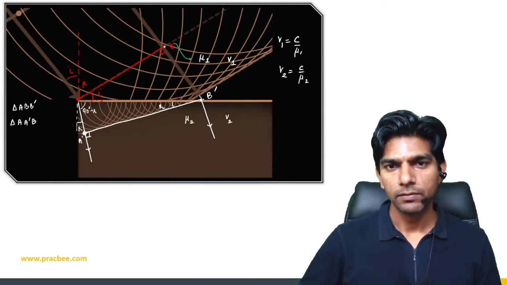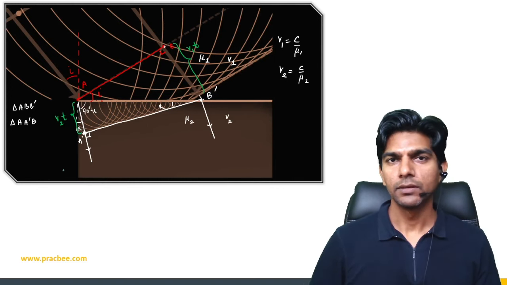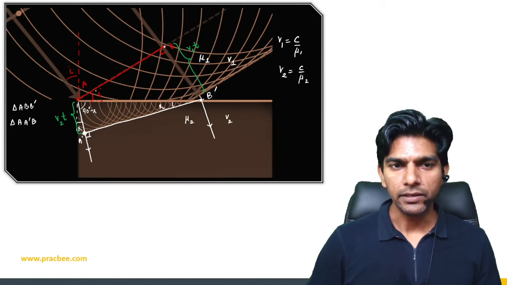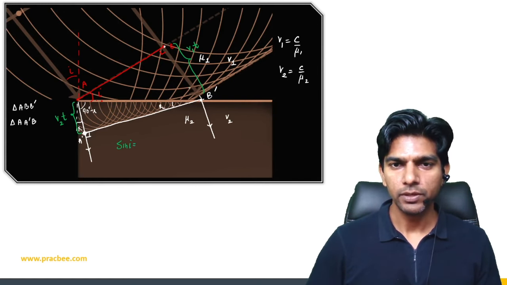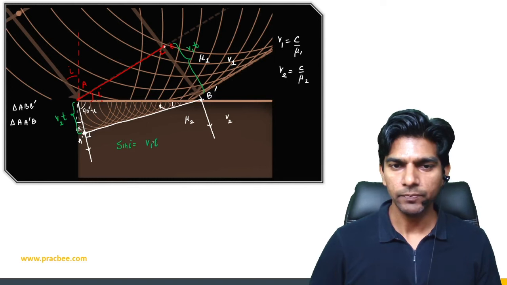Yes. So this distance will be speed in the medium 1 times the time. Similarly, the distance A prime in the same time, this distance will be V2 times t. I hope it is clear. Now, in right angle triangle AB prime, we can say sine I will be equal to perpendicular upon hypotenuse. So perpendicular is BB prime and the hypotenuse is AB prime. So we can say it will be V1t divided by AB prime.